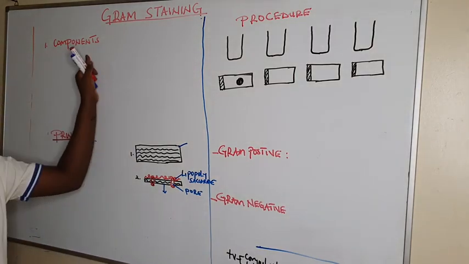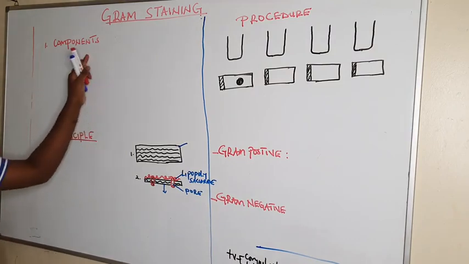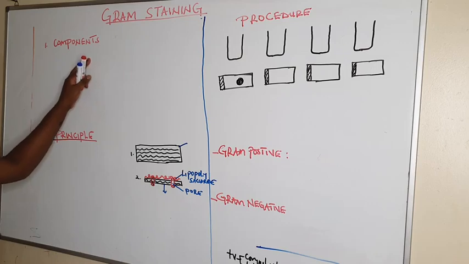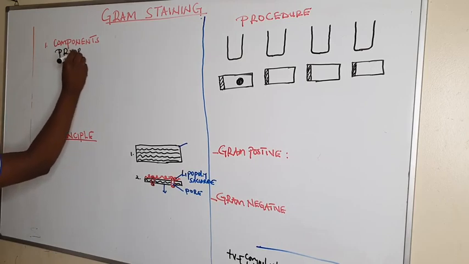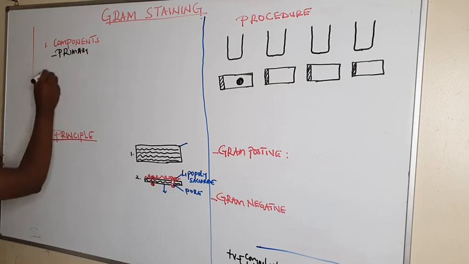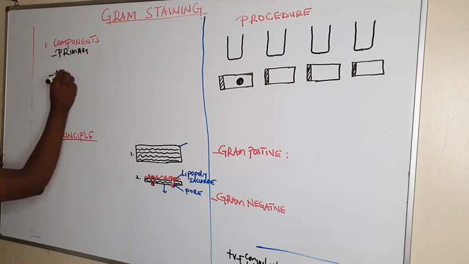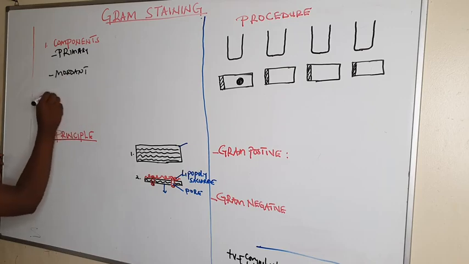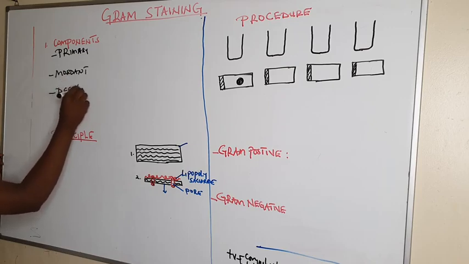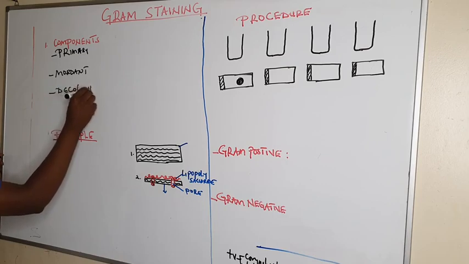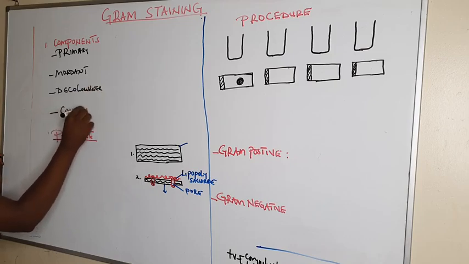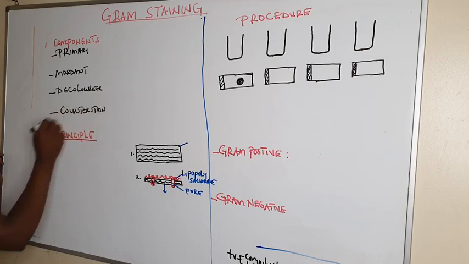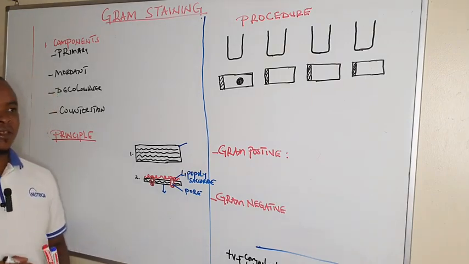So according to the components of gram stain, the gram stain contains what we call the primary stain. It has what we call a mordant. Then it has the decolorizer. Then a counter stain. So these are the four components of the gram stain.